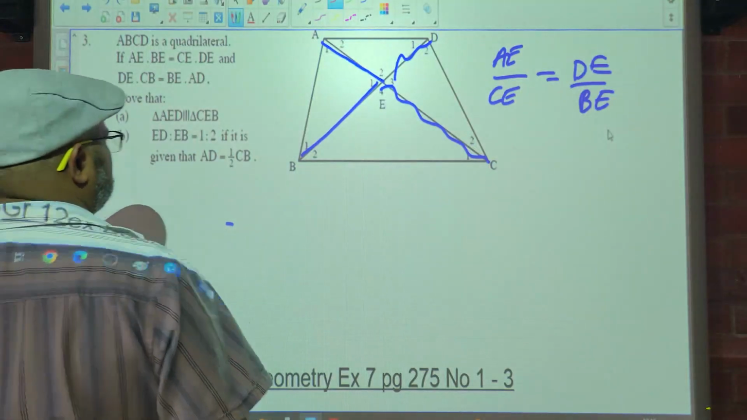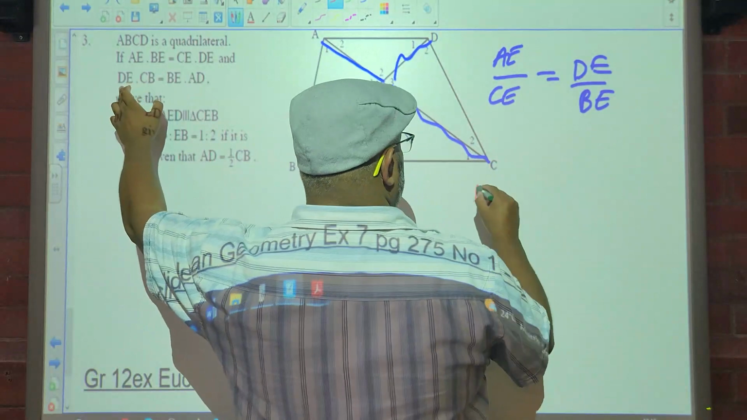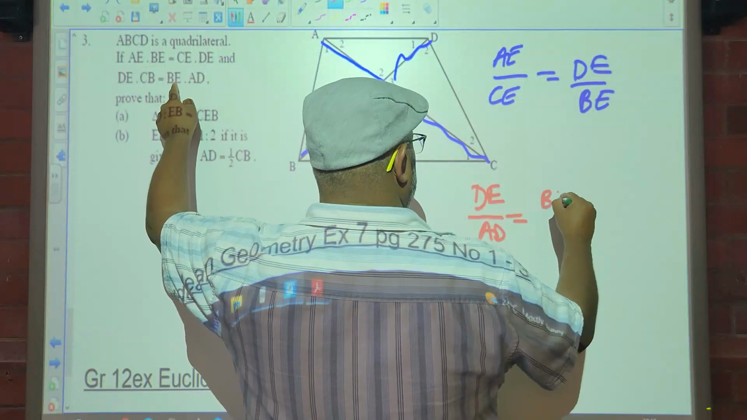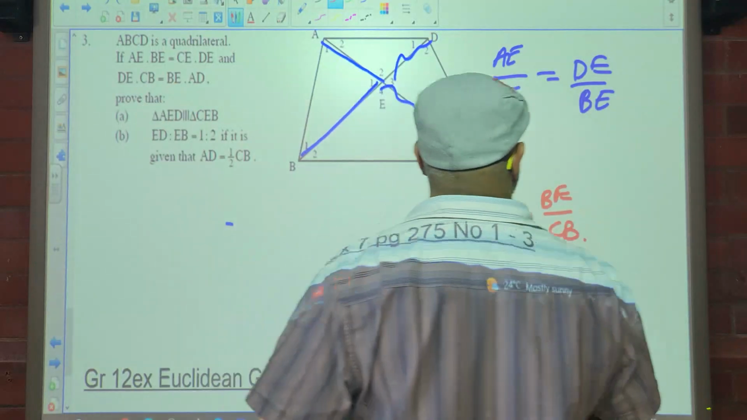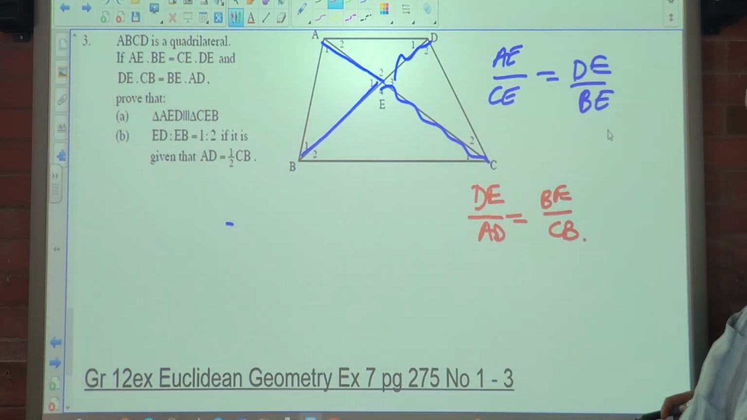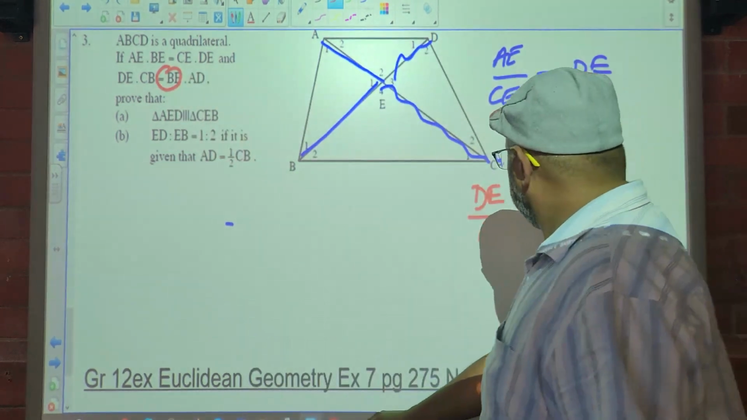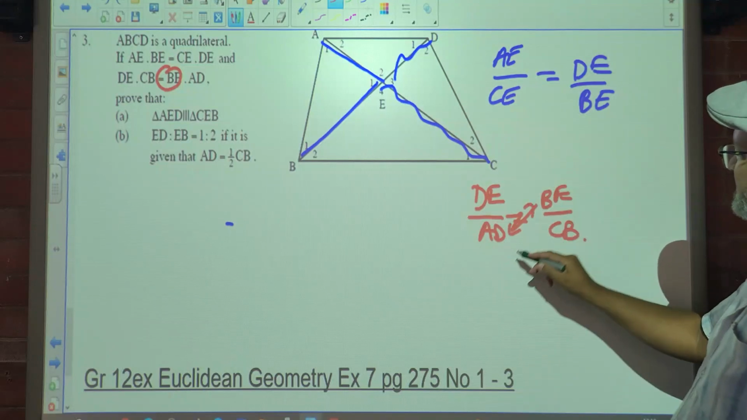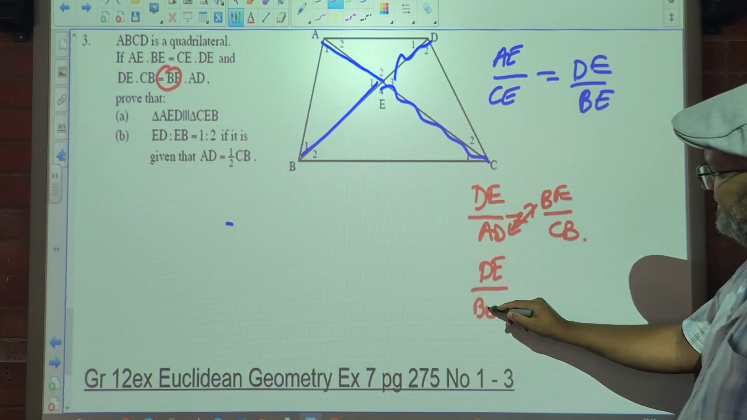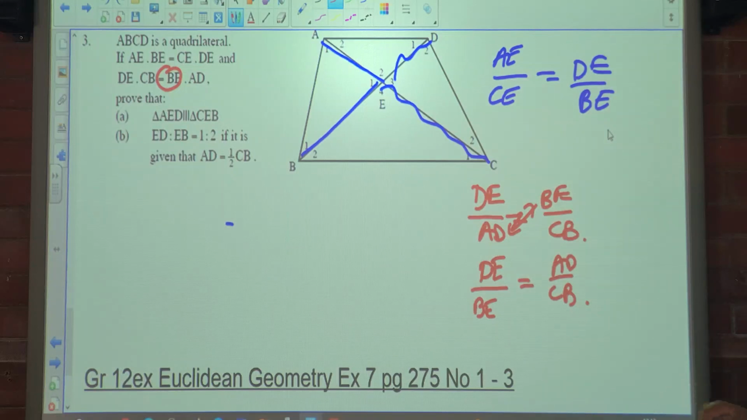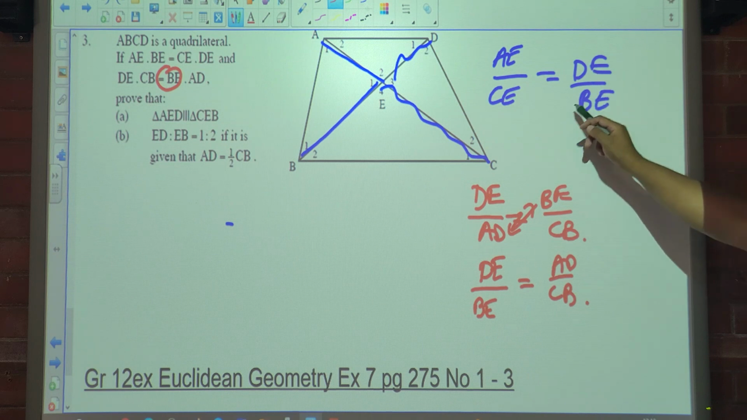I didn't come across one like this yet. Okay, so DE, skip the first one and divide by the second one. AD is equal to BE over CB. I have to take this one down, can you see? So it's really an interchange here. So DE over BE is equal to AD over CB. Why did I need to swap that around? Because DE over BE, can you see that? This is the common one that I showed you.